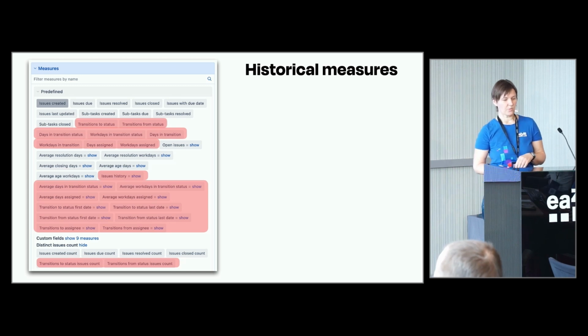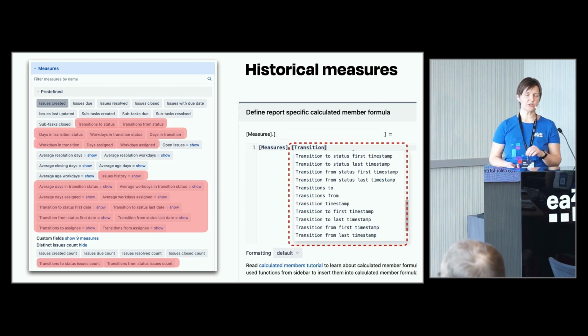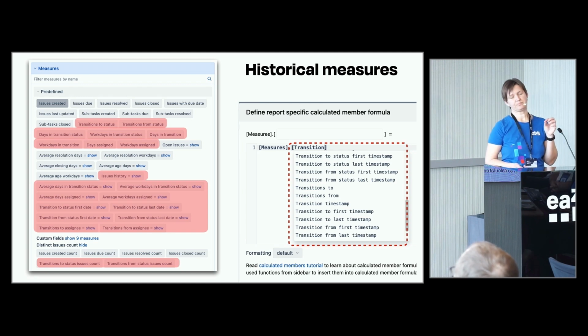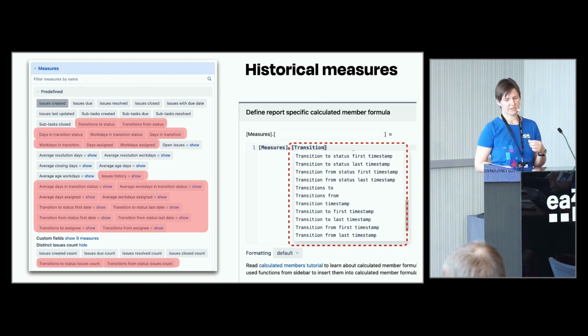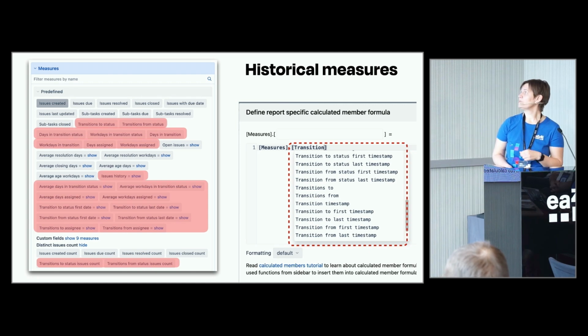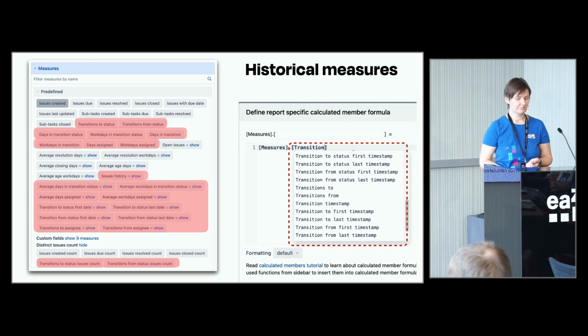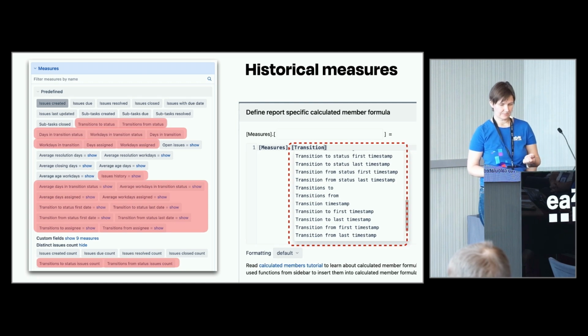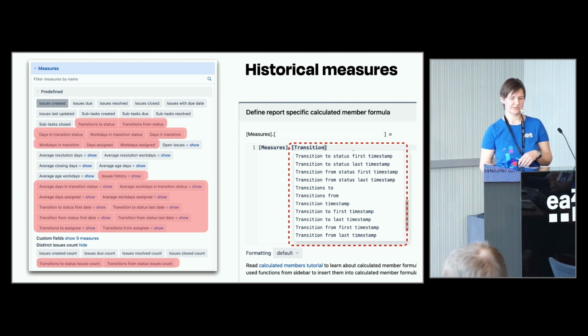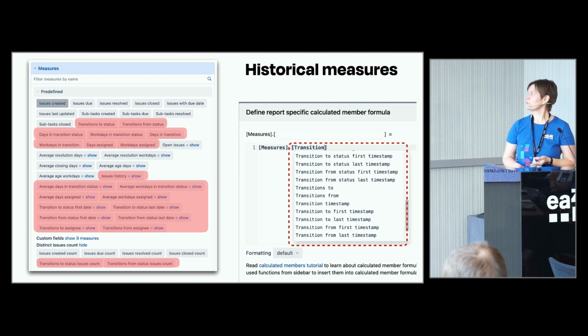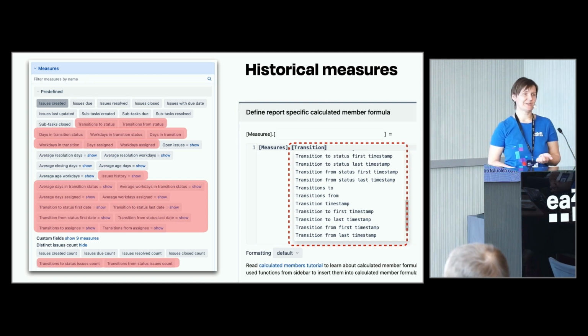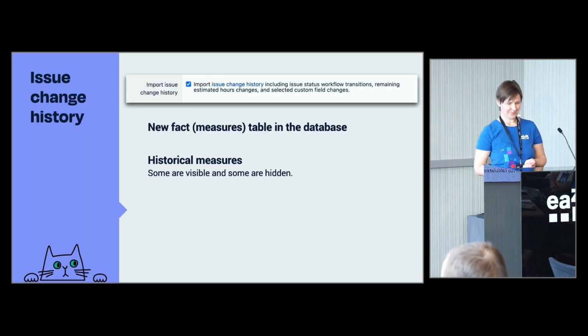cover. Quite many of the measures are actually hidden because they are most useful when used in MDAX, not as is. And those hidden measures you can find in the formula editor and just start typing transition and you will see most of them. And they are also listed in the documentation, of course.